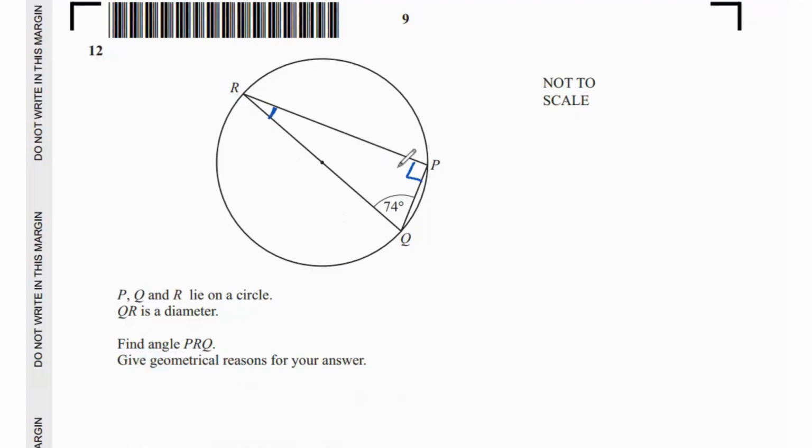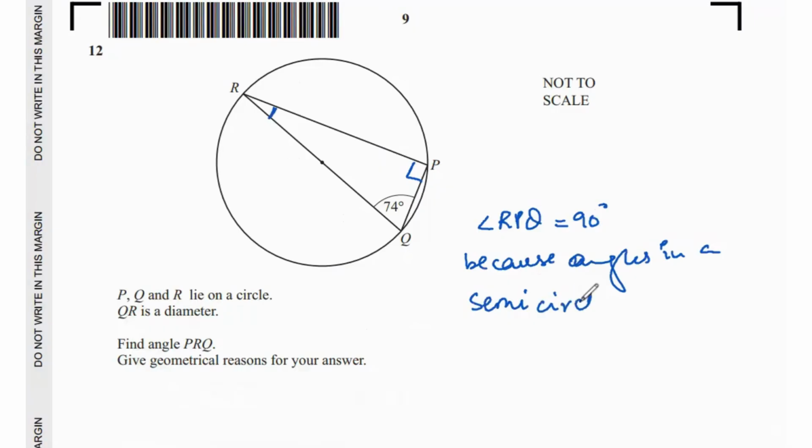So 90 degrees over here, so we can easily subtract these two angles from 180 to get the third angle, because the sum of angles in a triangle is 180. For the first reason, we'll write angle RPQ equals 90 degrees because angle in a semicircle is a right angle.